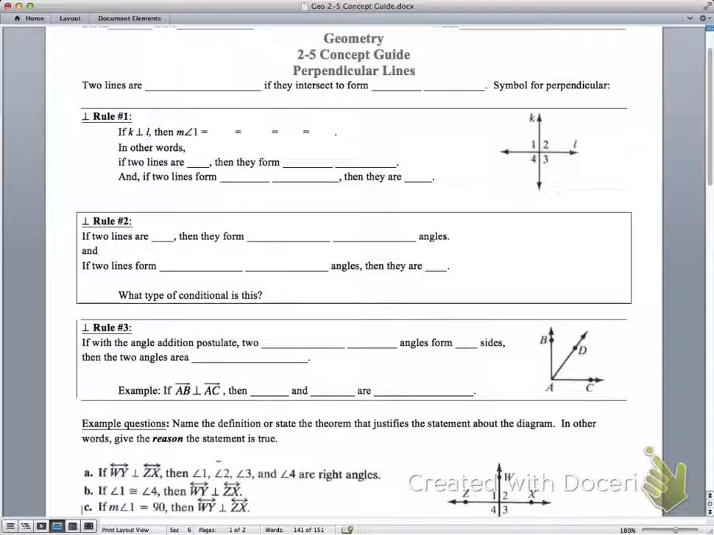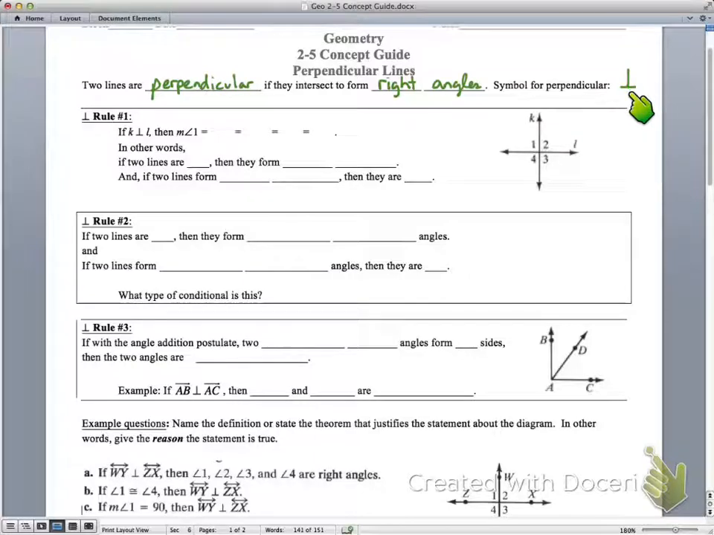Anyway, let's get going. All right, two lines are perpendicular if they intersect to form right angles. That is the definition of perpendicular. The symbol that we will use for perpendicular is just a horizontal and vertical line, kind of an upside down capital T.